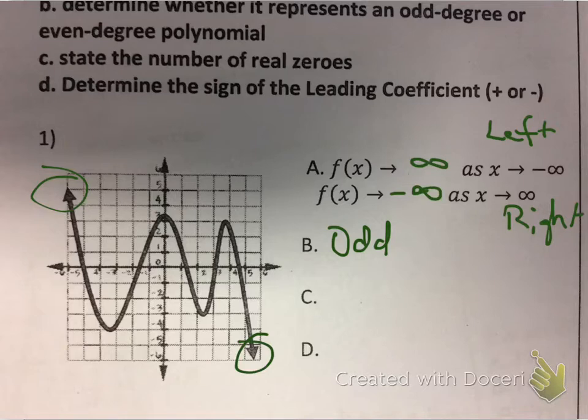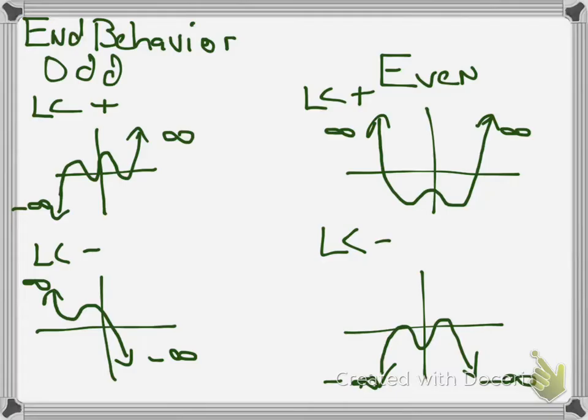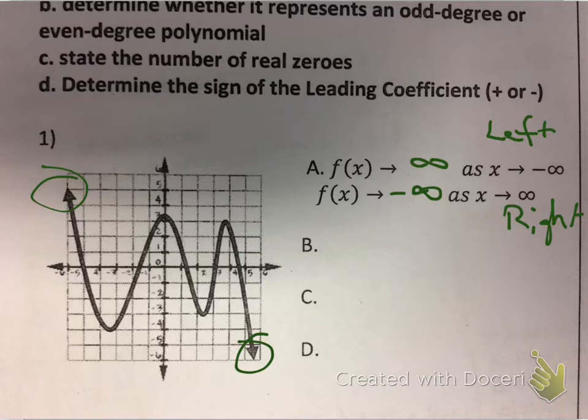And then the number of real zeros, all you have to do here on part C is count how many times it crosses the x-axis. 1, 2, 3, 4, 5. So 5 times it crosses the x-axis. That's it, that's your C. And D, the leading coefficient. If you go back to the chart, it was positive infinity and then negative infinity, so it would match this one right here. And so that would tell me that it is negative. Okay, and then let's look at the next problem.